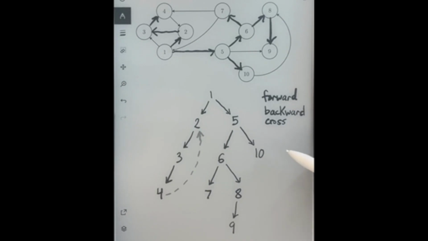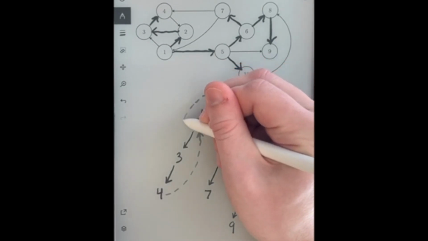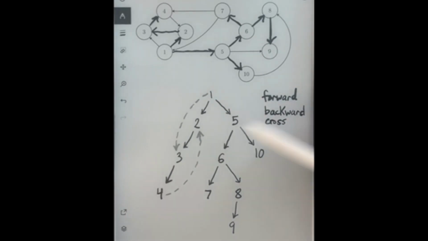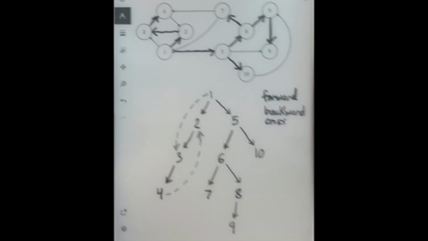A different class of edge might be this edge 1 to 3. We can see it's pointing downwards in the DFS tree. And this is what we call a forwards edge. It's pointing from something that was visited early to something that was visited later. So it's pointing forward in time.